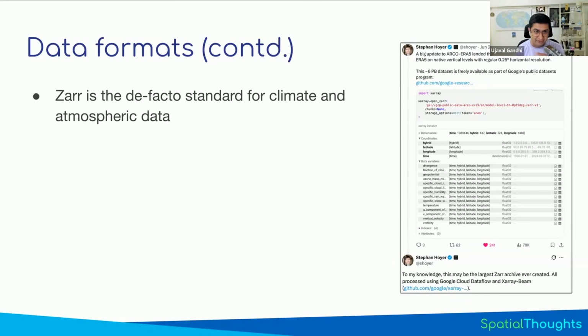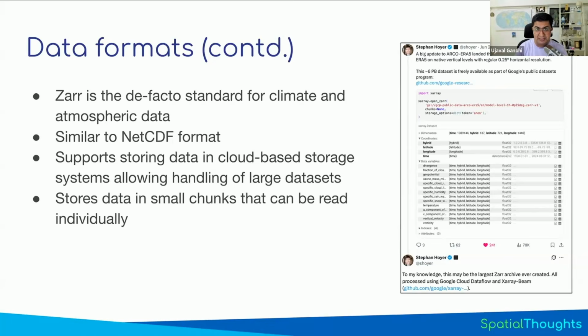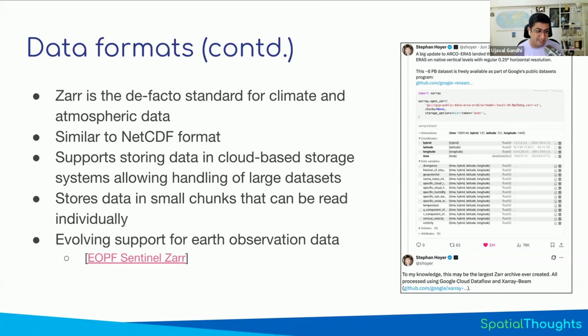Here's an example of a 6 petabyte Zarr file. That means if you have a massive archive of data, but you only want to load data for your region for a particular time slice, you can directly load those chunks instead of querying and loading the entire file. While currently Zarr is mainly used for climate data, there's an evolving support for Earth observation data.